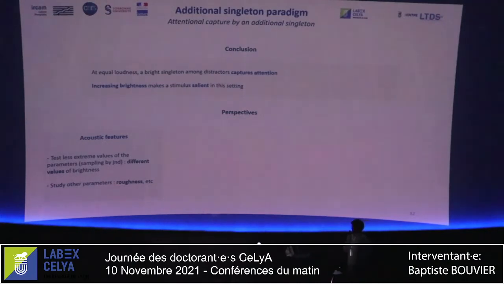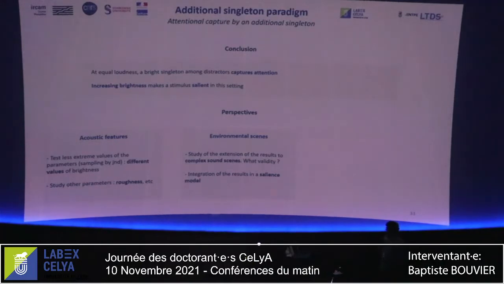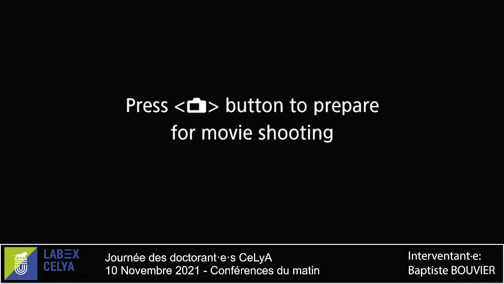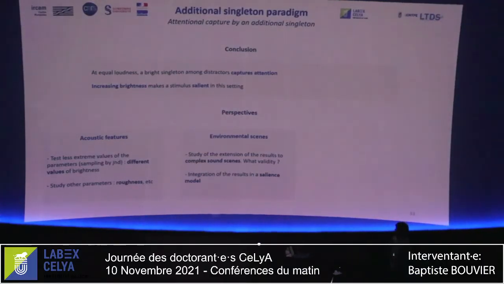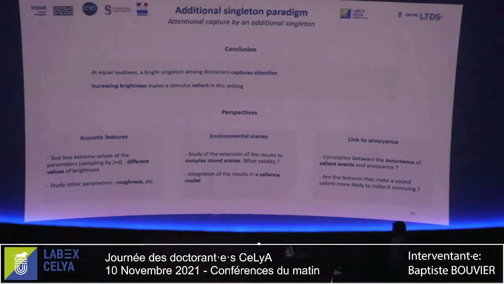But then we'd like to study many other parameters. The first one will be roughness. Then we'd like to study the extension of these results to more and more complex sound scenes, toward environmental sound scenes, and see if the results are still valid. And if so, it will be interesting to integrate these results in a salience model to guide the models towards the features important to predict the occurrence of salient events. And finally, on these environmental scenes, it would be interesting to correlate the occurrence of these salient events to annoyance and to see if the features that make a sound salient are more likely to make it annoying too.